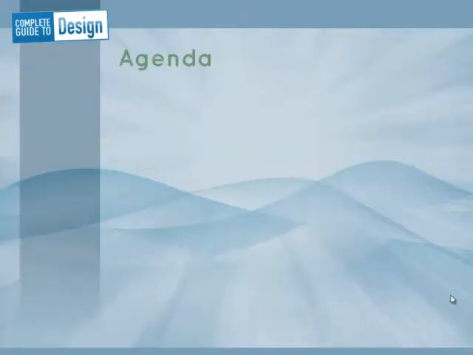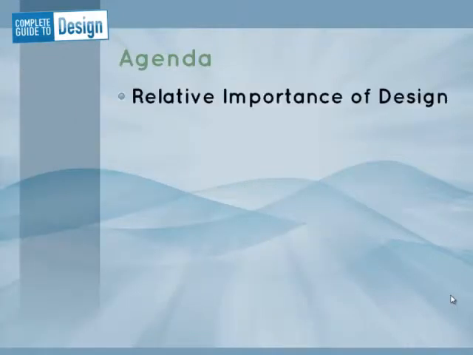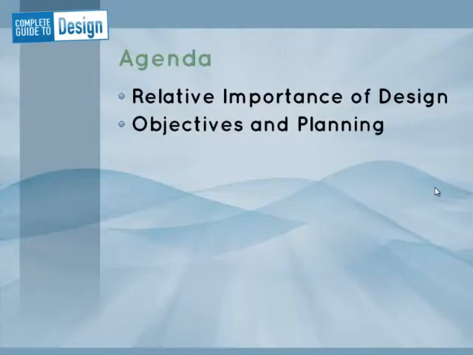First of all, the relative importance of design, that is, the importance of design relative to things like content. You might actually be surprised to learn where design fits relative to things like content. Next, we'll be looking at objectives and planning. Good business practice requires that we take time to set objectives and to plan. It's just as relevant when we're talking about design within our business.